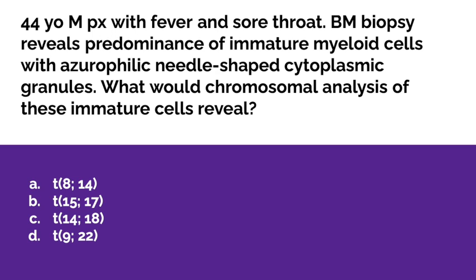So in the question it says immature myeloid cells with azurophilic needle-shaped cytoplasmic granules. So that is the classic description for Auer rods, right? And remember the mnemonic AML. A, Auer rods, M, myeloperoxidase, and L for leukemia. So we have to then find out which one of these translocations is associated with AML.